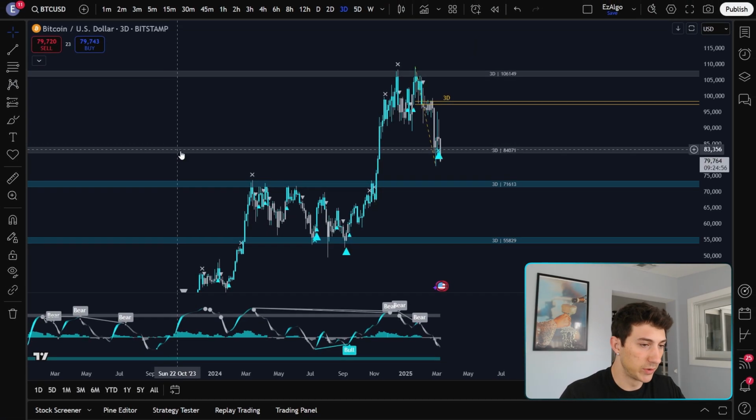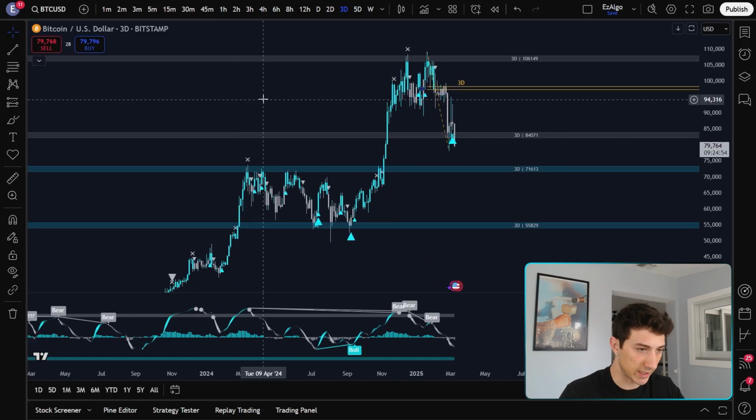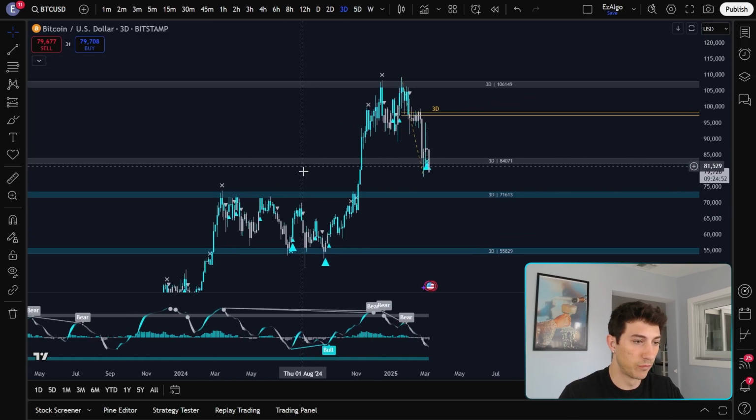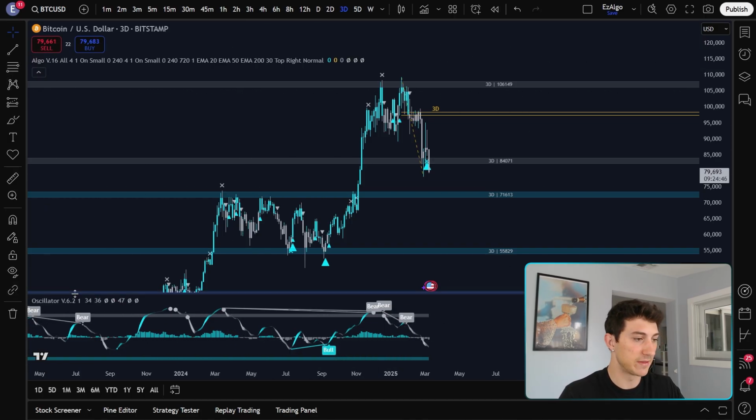Once the indicators are loaded in, your chart will look something like this, right? You have the main overlay on the top of your screen, and then you have this weird trend ribbon looking indicator at the bottom of your screen. Okay, this is our momentum oscillator, and this is the actual trading algorithm. Now, both of these together are included in the EzAlgo indicator bundle. So we're going to start with the Algo V16 at the top of our screen here.